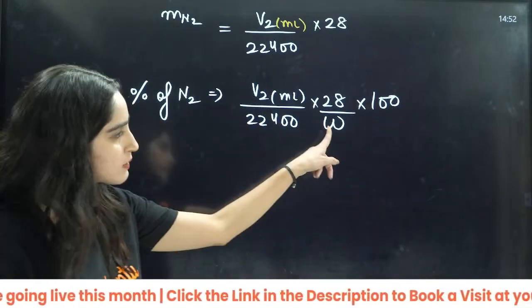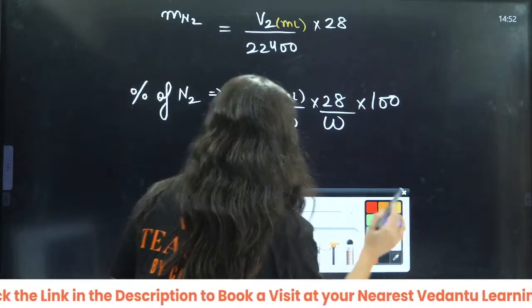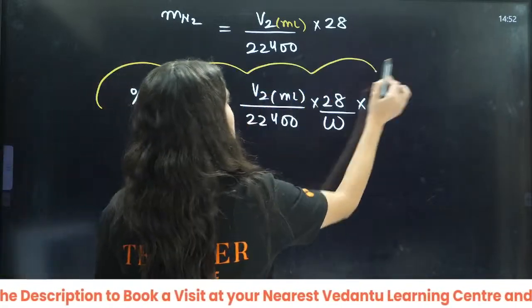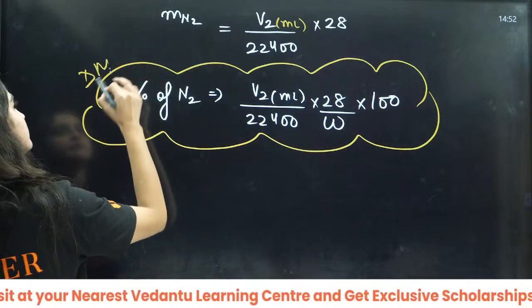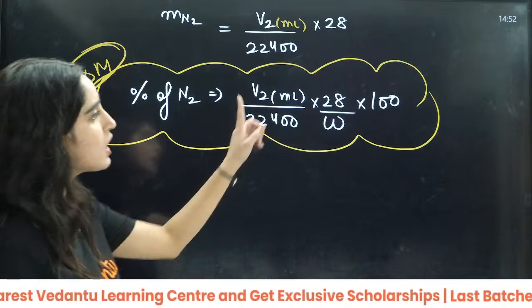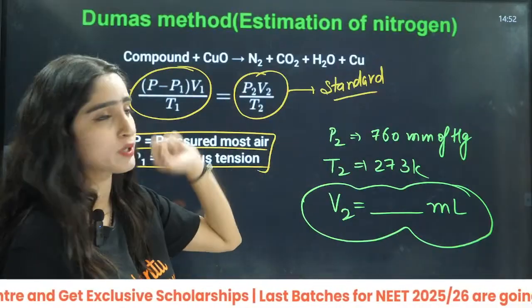Okay? This will be given to you. This you will calculate. In the end, you just have to remember this formula. Mark it DM. Remember this formula. V2 you calculate by using this particular equation.